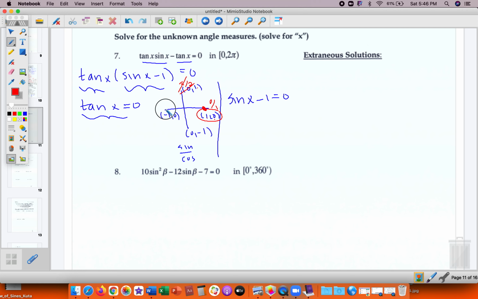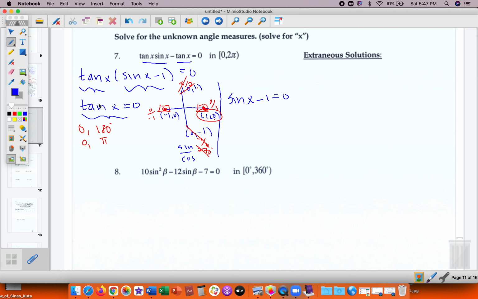Then over here at 180, 0 over negative 1 is 0. Down here, negative 1 over 0 is error, so 270 is out. Our answer then, we would say, is 0 and 180 degrees, or 0 and pi.